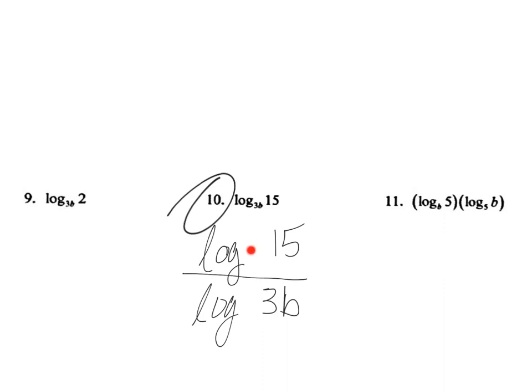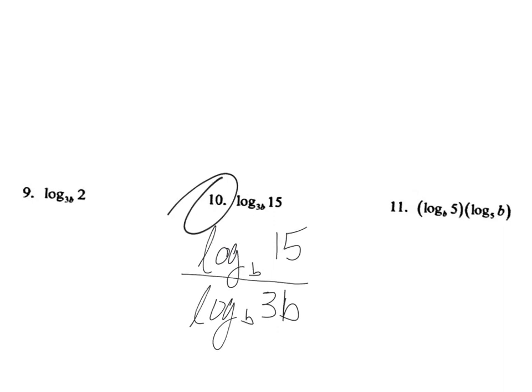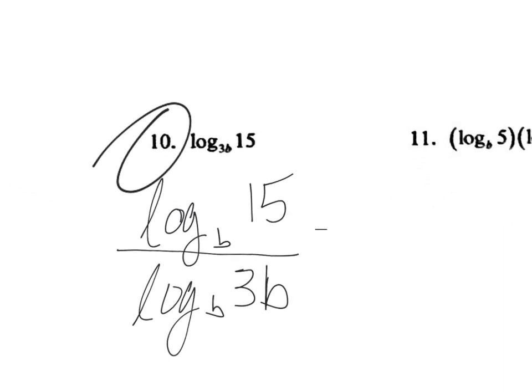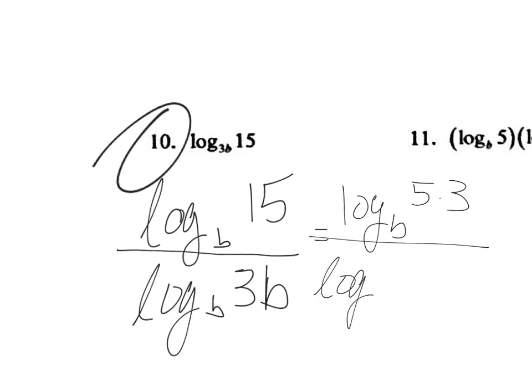Now, we can select any number we want here, provided that it is the same on the top and bottom. Typically, we select 10 and 10, or we select e and e, so it's natural log over natural log, or log over log for log base 10. But in this case, we want to select b, because that's the base we're working with. And now we have something we can work with in the numerator and denominator. In the numerator, that would be log base b of 5 times 3. In the denominator, we can expand that out to log base b of 3 plus log base b of b.